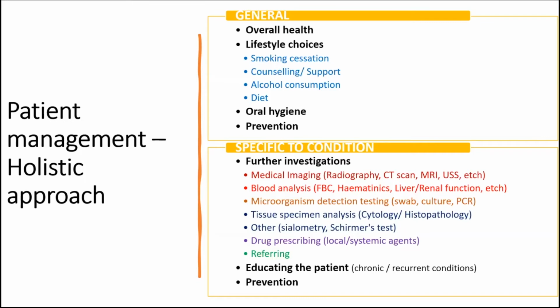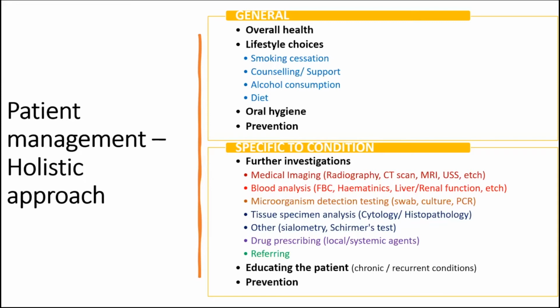Tissue specimen analysis, which can be cytology or histopathology. So we can have a smear where we take a few cells of the tissue and we put them under the microscope with different types of stains, or a proper biopsy, and with all the different counterparts. You can have an incisional, an excisional, you can have a punch, you can have a fine needle aspiration biopsy, whatever needs to be done.